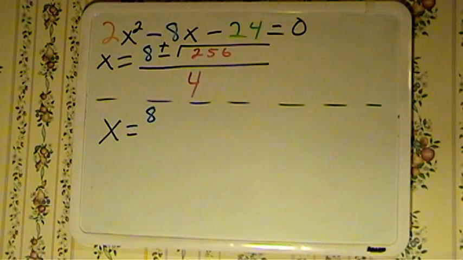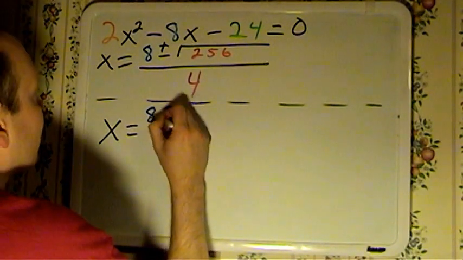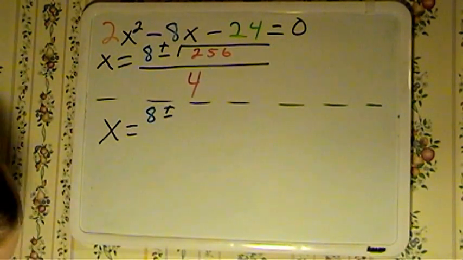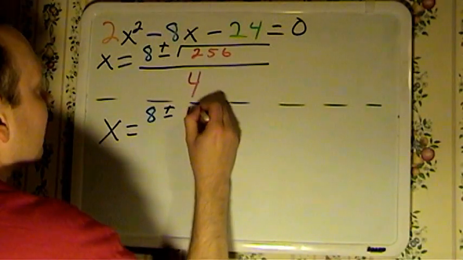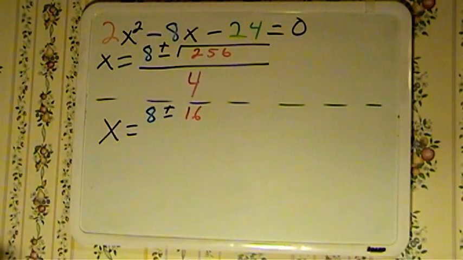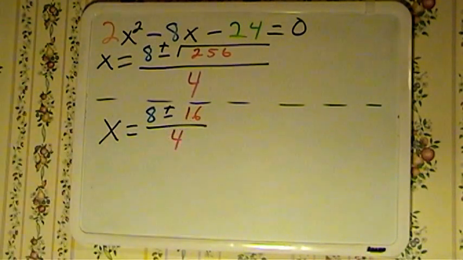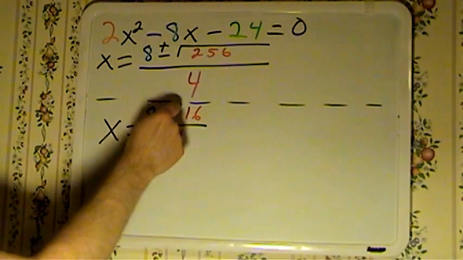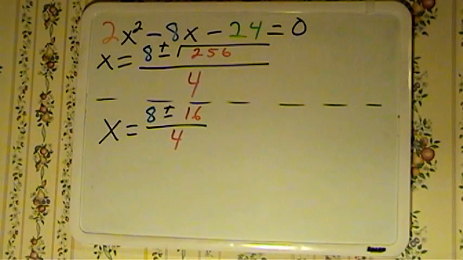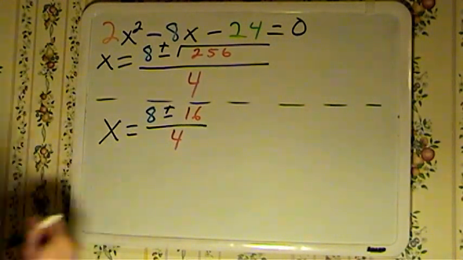Okay. 8 plus or minus 16, and all that is over 4. So now we come to the part where we have to solve twice. We have all our numbers, but we have to do it once with 8 plus and once with 8 minus. So what we do is we break this out.